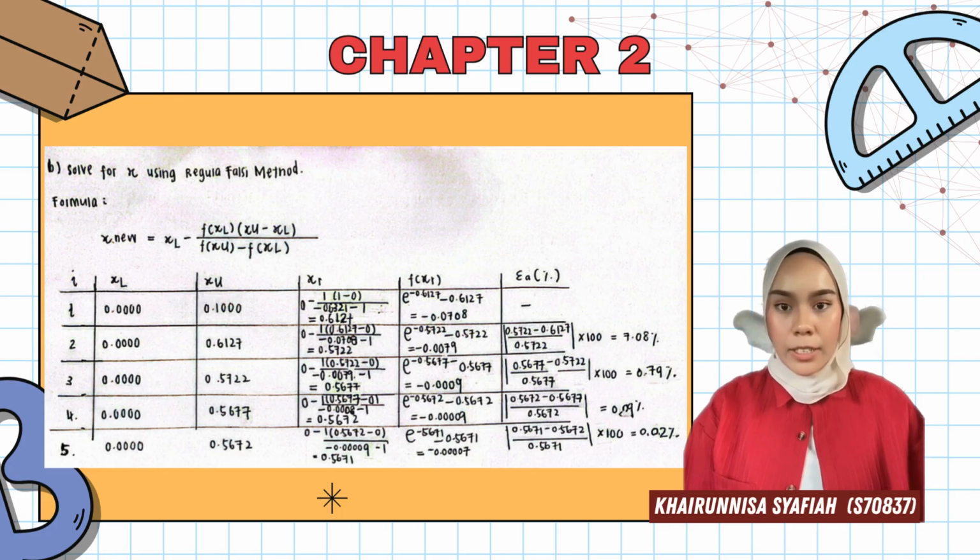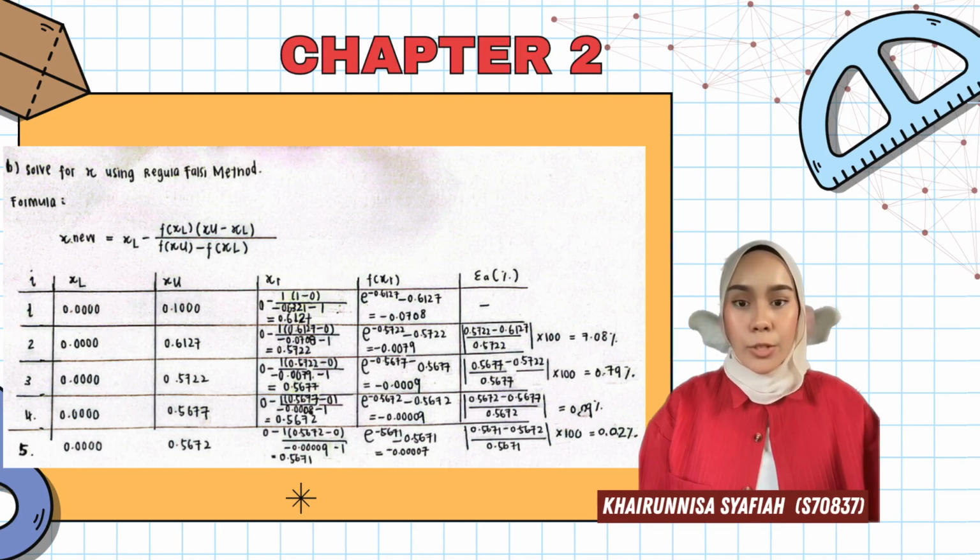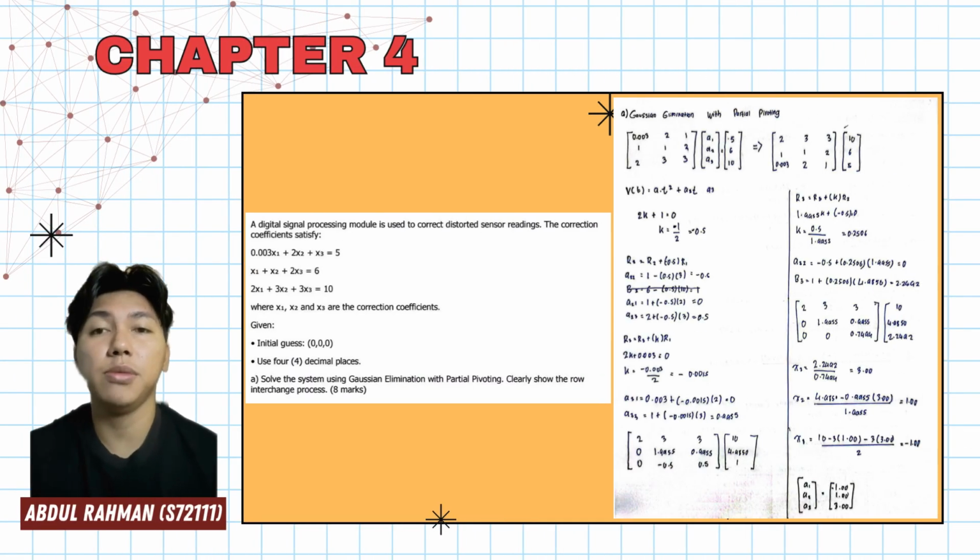Because this method leverages the actual slope of the function, it converges much faster than bisection. By iteration 5, our approximate error drops to 0.02%, which successfully beats our 0.05% threshold. The final estimated root is 0.5671.